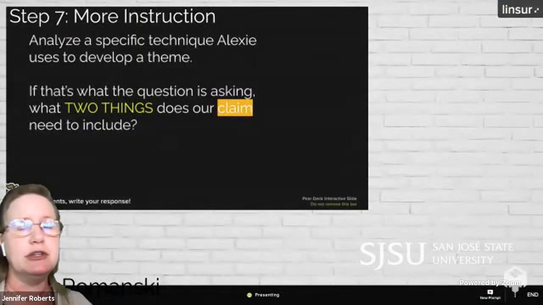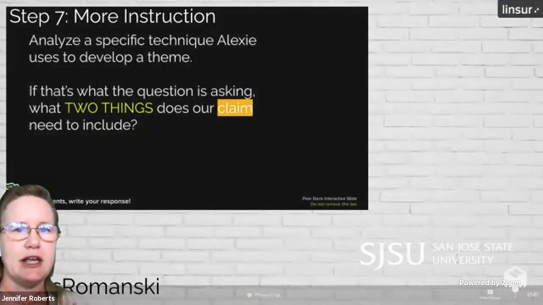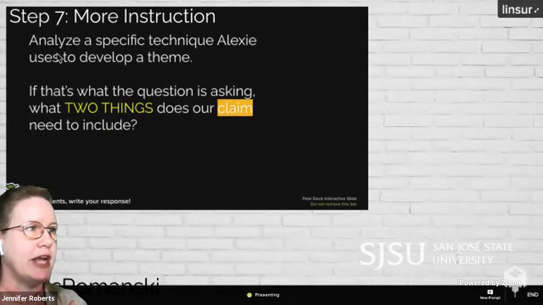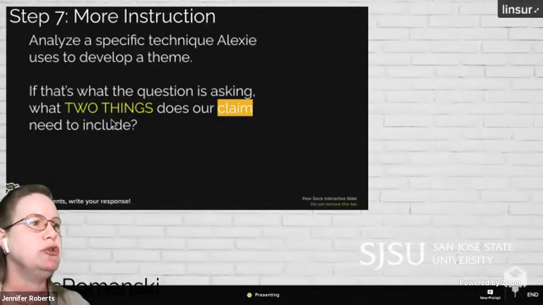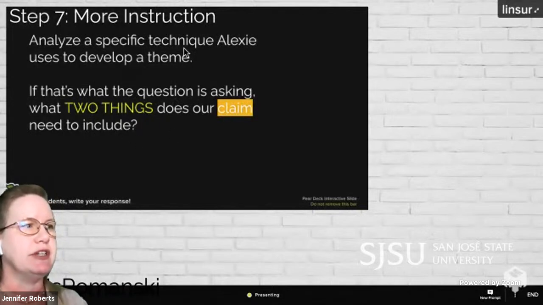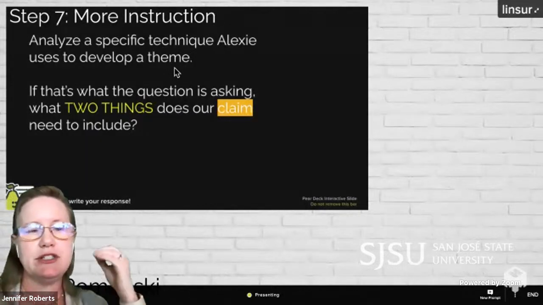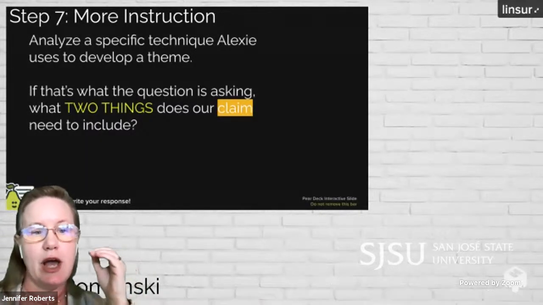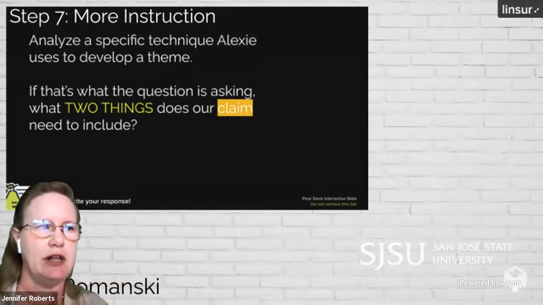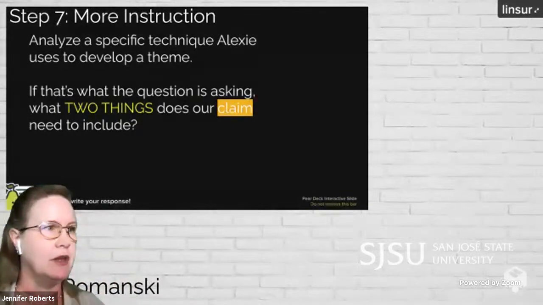So to deal with the fact that our students were giving us incomplete claims, we gave them a claim again. And then we asked in Pear Deck, what's the question asking? What two things does our claim need to include? Well, it needs to include a specific technique and a theme. We wanna see if students can come up with that. If we scaffold it for them and say, what are the two things you absolutely have to have? Can you see it in the claim? And we can teach into that.